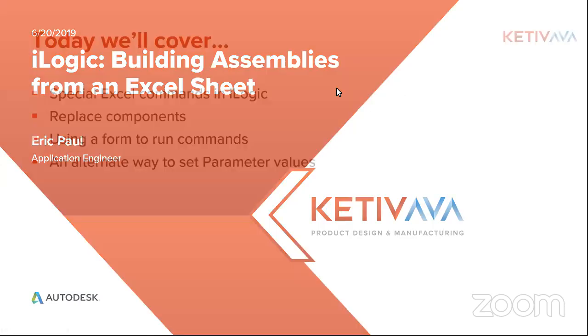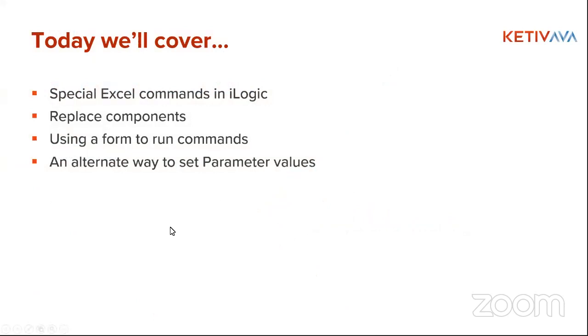So let me quickly go over what we'll be covering. We're going to go over some of the special Excel commands in iLogic. We're going to show you how to replace components. We'll use a form to run all the commands that we're using today. And at the end, I'll show you an alternate way that we can set parameter values, and we'll be setting parameter values from Excel as well. All right, so let me go ahead and jump in here.